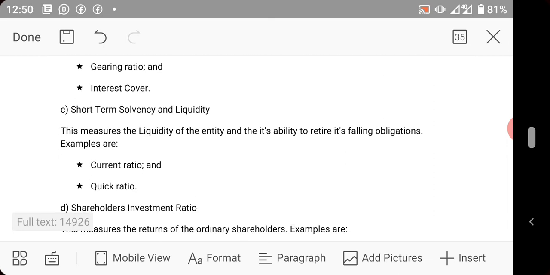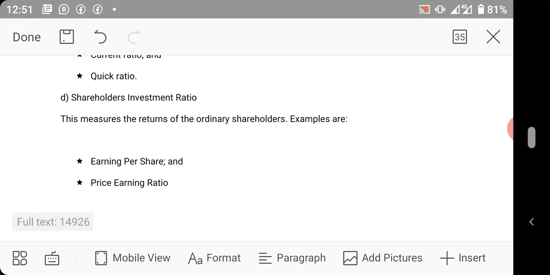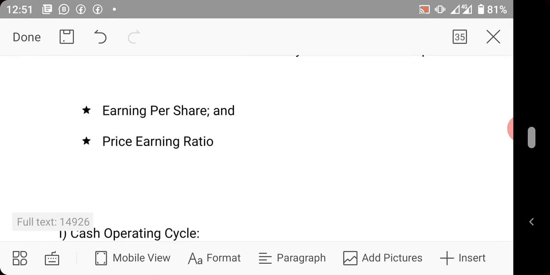Now, short-term solvency and liquidity. This measures the liquidity of the entity and its ability to retire its falling obligations. Examples: current ratio, quick ratio. Shareholders' investment ratio. This measures the return of the ordinary shareholders. Examples are earnings per share, price earnings ratio. So these are just what we were expected to do, and that is that.